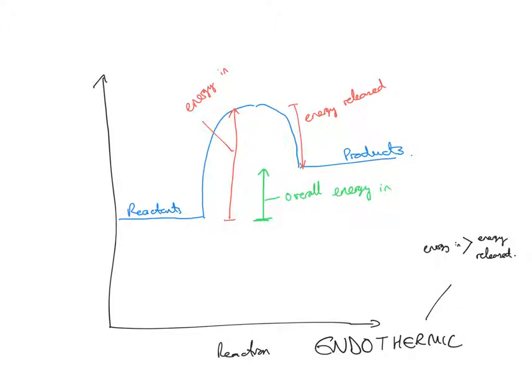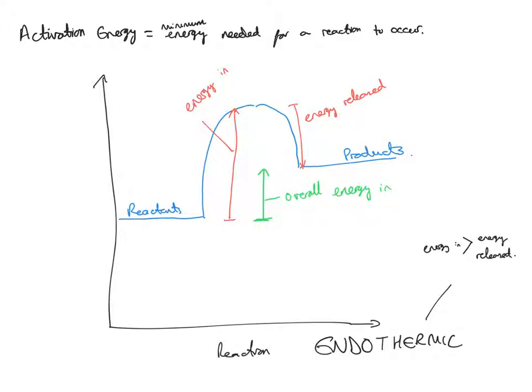The final thing I'm going to share with you is this key term called activation energy. By definition, this is the minimum energy needed for a reaction to occur. If you just put two things together, they might collide in the right orientation, but if they don't have enough energy to start reacting, they're not going to react.